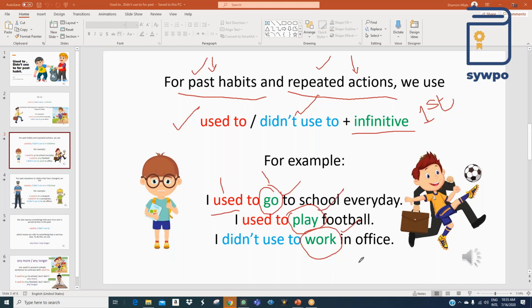Okay, so I used to go to school every day. I used to play football. I didn't used to work in office. So you notice these things I did in the past every day and every time, but today I'm not doing them anymore. They're over. Okay, this is what we do with used to and didn't used to.